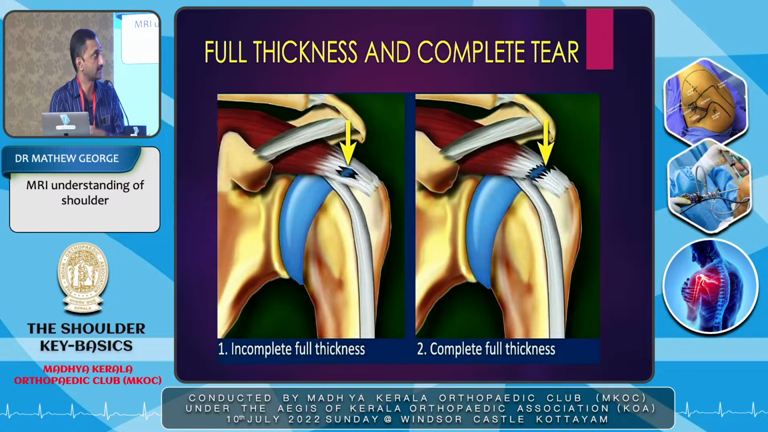Now coming to full thickness and complete tears. A full thickness tear is a tear which extends from the articular surface to the bursal surface, but it does not involve the whole width of the tendon of the rotator cuff. So that is what is known as a full thickness tear. A complete tear is a full thickness tear which extends all the way across the width of the rotator cuff tendon. So that's when you call it a complete tear.